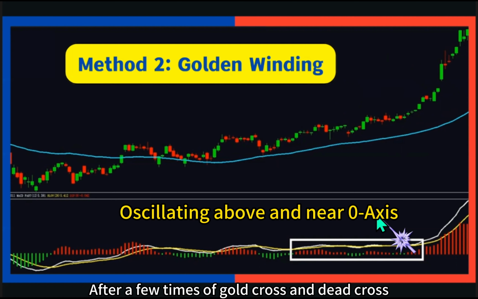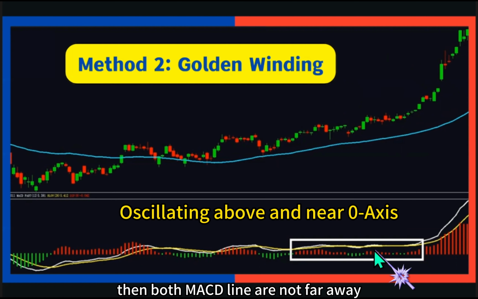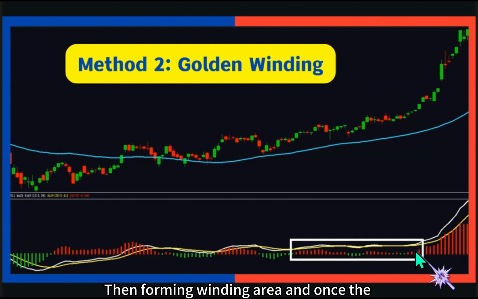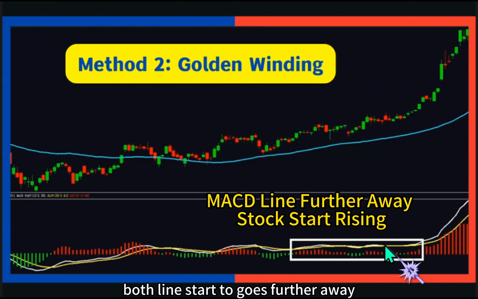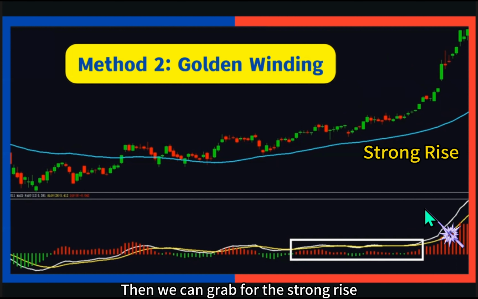After a few golden crosses and dead crosses, both MACD lines are not far apart, forming a winding area. Once the winding area is completely over, both lines start to move further away. Then it's the timing to enter, and we can grab the strong rise.